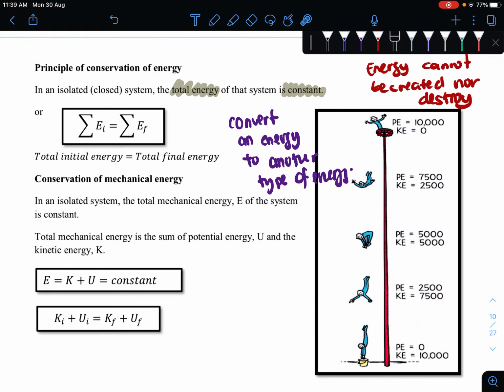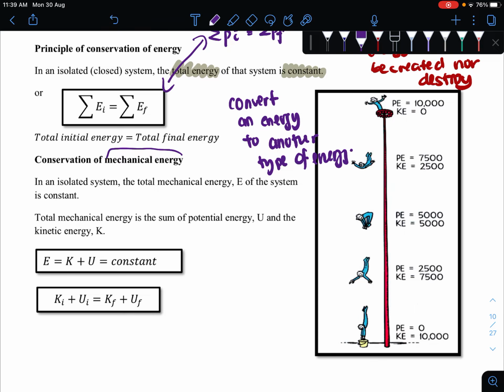Same as what we learned in chapter 3, conservation of linear momentum. It's the same, this is conservation of energy. In chapter 3, what we had was summation P initial equals summation P final because momentum is constant. Total momentum must be constant. Likewise, total energy is constant. So you're going to have a similar concept here.